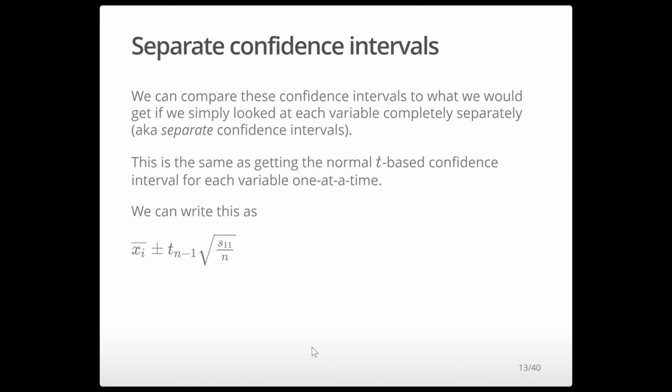So we can compare these confidence intervals to what we would get if we looked at each variable separately. Remember, these are simultaneous multivariate confidence intervals. So we can also just use our t-based confidence intervals, treating each variable as a univariate separate variable. And this is what we've learned before. We just take the mean of the variable plus or minus t with n minus 1 degrees of freedom. So this is the location on the t distribution for n minus 1 and for alpha, of course. So for 0.95, then we multiply by the square root of the variance divided by the sample size.